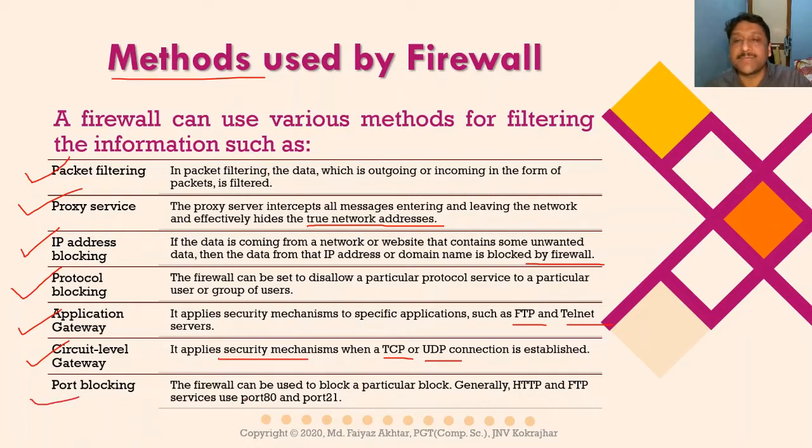Port blocking can be done with the help of a firewall, and through this method they can filter out the unauthorized person. The firewall can be used to block a particular port. Generally HTTP and FTP services use port 80 and port 21. Those ports can be blocked if any attack is found by the firewall. Through these methods, a firewall can protect us.